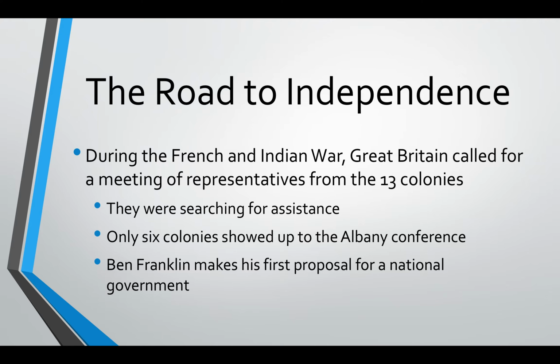During the French and Indian War, Great Britain called a meeting of the representatives from 13 colonies. They were searching for assistance, but only 6 colonies showed up to the conference. At this conference, Ben Franklin made the first proposal for a national government for the colonies. At this time, the idea gained very little support.